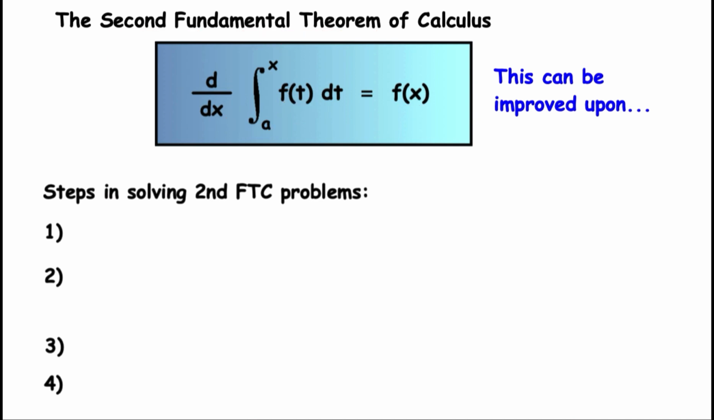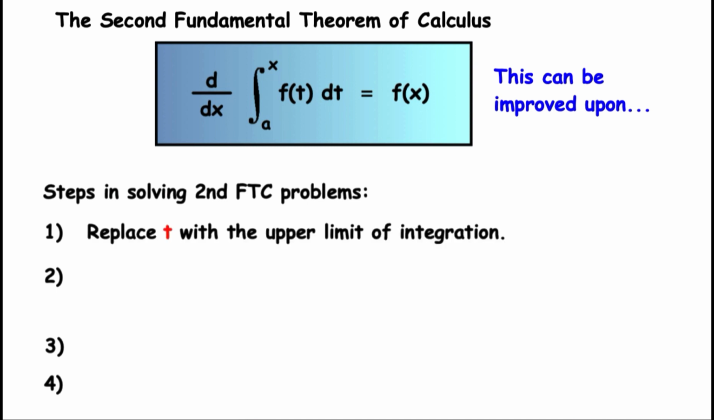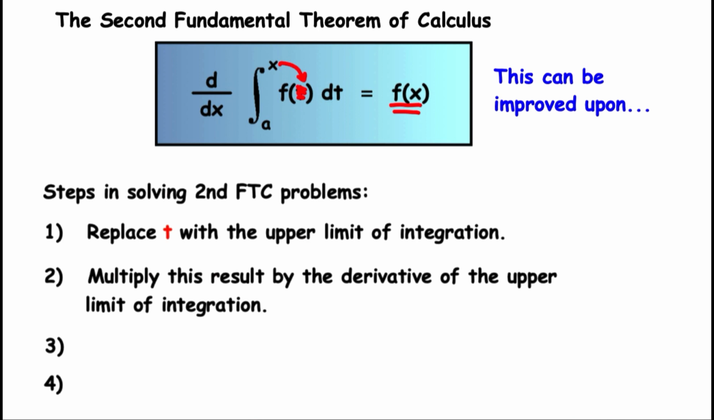Okay, step 1, you want to replace your t with the upper limit of integration. So notice that the t goes away and the x just kind of plops in there. Right, that looks great. Step 2, multiply this result by the derivative of the upper limit. So again, here's your result here, this f of x. Multiply that by the derivative of x. Of course, the derivative of x is 1. They don't show that, but there is a times 1 there.